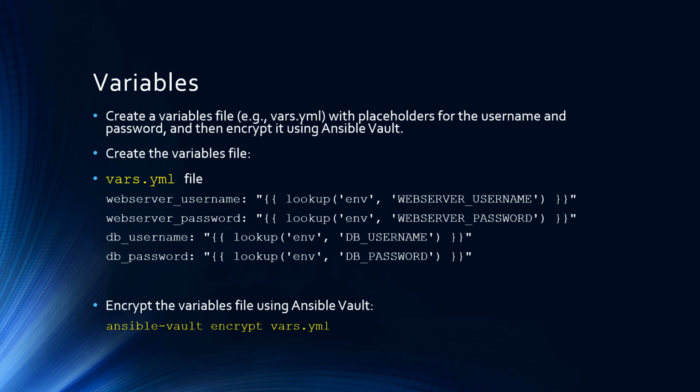Here are some best practices for variable management. 1. Use different variable files for different environments. 2. Keep sensitive and non-sensitive variables separate. 3. Use group_vars and host_vars directories for better organization. 4. Document your variables well, especially their sources and purposes. One common pitfall to avoid is hard-coding sensitive information in your playbooks or variable files. Always use environment variables or Vault encrypted files for sensitive data.